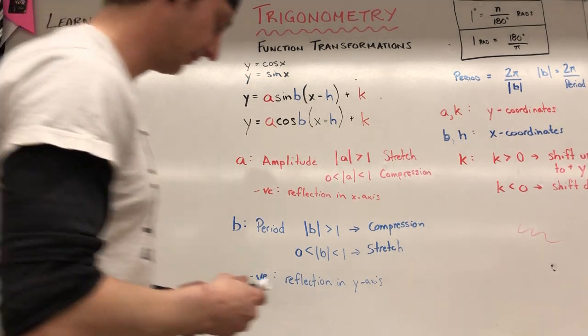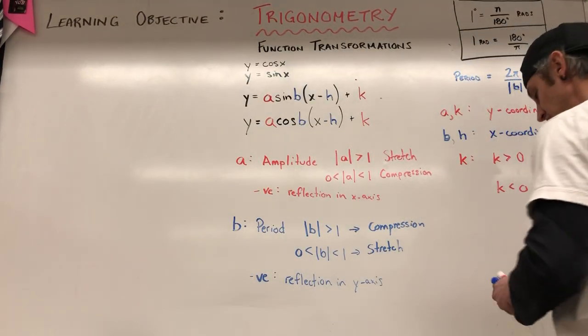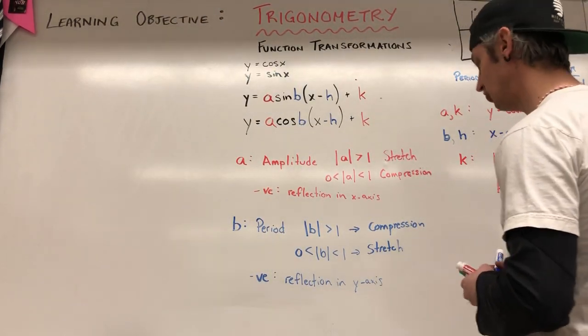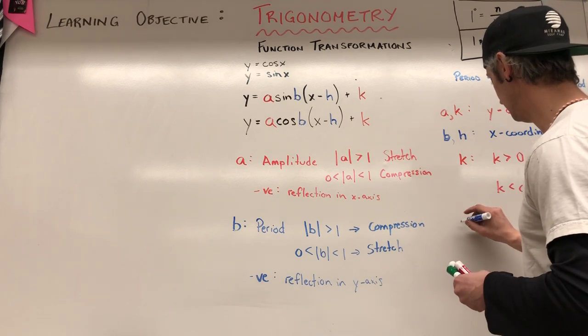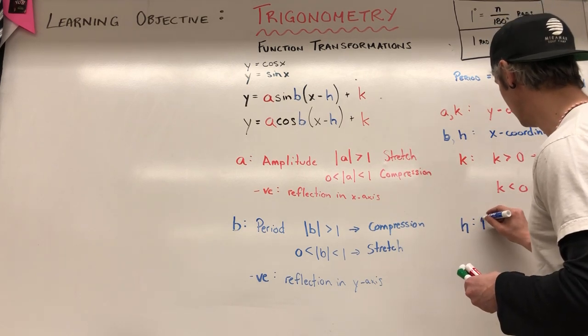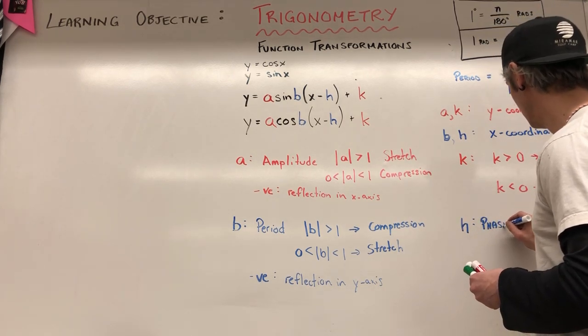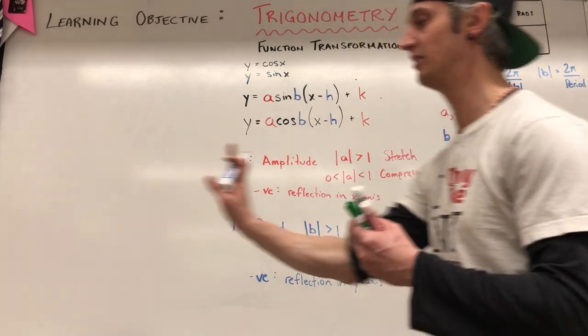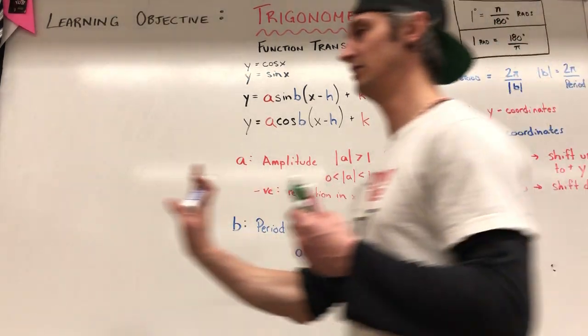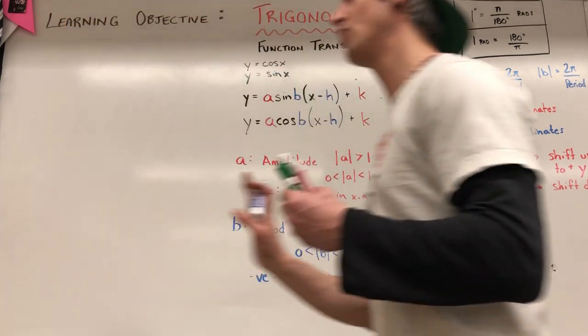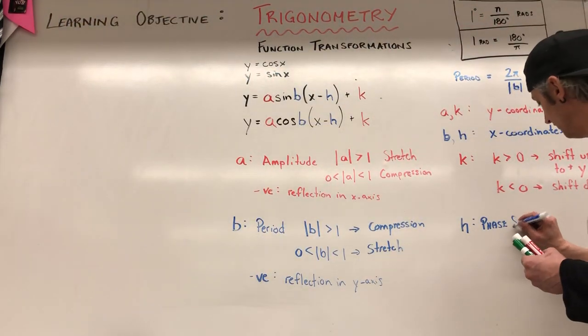Which is H. And H is what we call our phase shift. Okay? And it's basically shifting us along our x-axis, along our period. We're shifting the period. We're shifting where it starts, where it ends, all that stuff. It's called a phase shift.